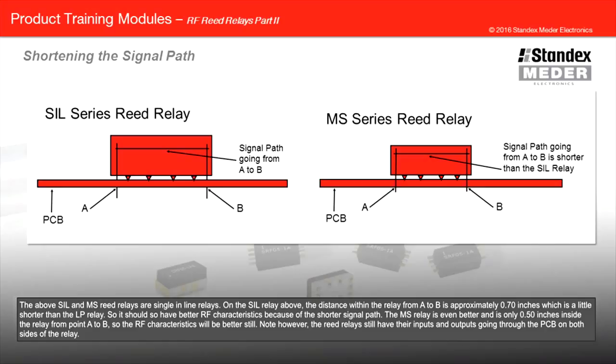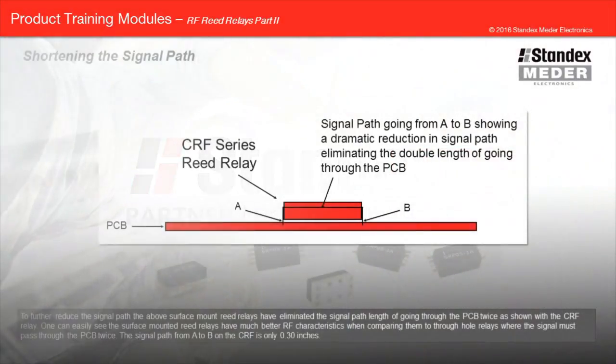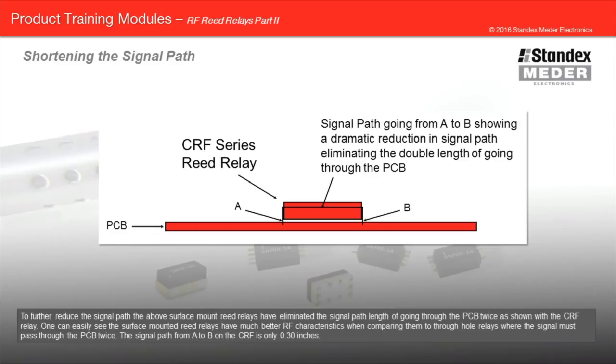Note, however, the reed relays still have their inputs and outputs going through the PCB on both sides of the relay. To further reduce the signal path, the above surface mount relays have eliminated the signal path length of going through the PCB twice, as shown with the CRF relay. One can easily see the surface-mounted reed relays have much better RF characteristics when comparing them to through-hole relays, where the signal must pass through the PCB twice. The signal path from A to B on the CRF is only 0.30 inches.